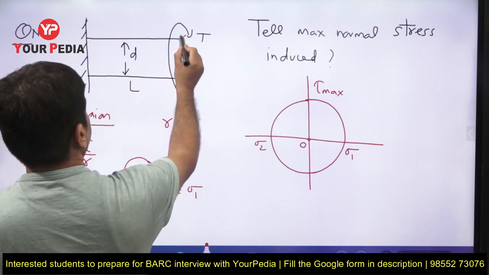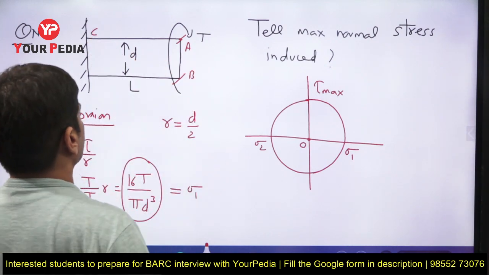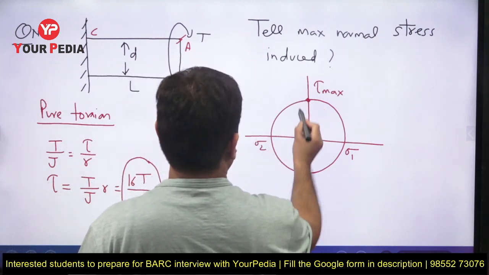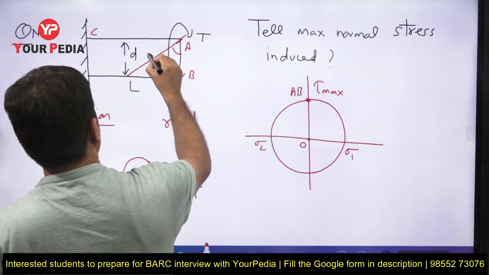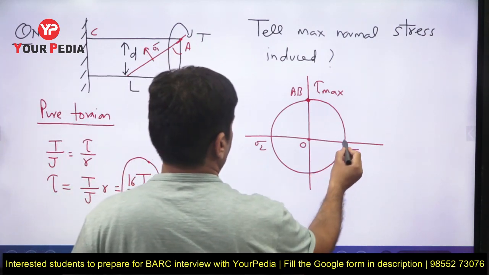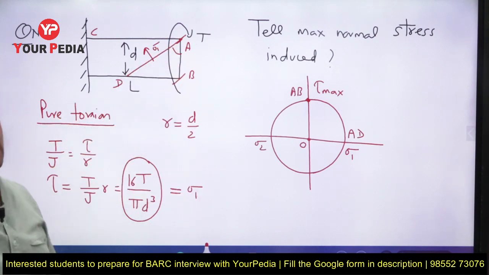Which plane? Now, let us name this plane. Let us say this is the AB plane and this is the AC plane. The particular plane where you get the maximum shear stress is the AB plane, the transverse plane at which you are applying the torque. At 45 degrees, the plane of maximum normal stress, let us say, is the AD plane. So, you get the maximum principal stress at a plane which is at 45 degrees from the plane of maximum shear, and the maximum shear stress induced is this. That is how you get it.